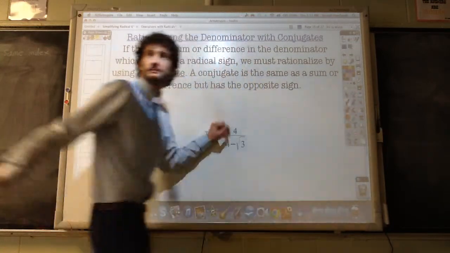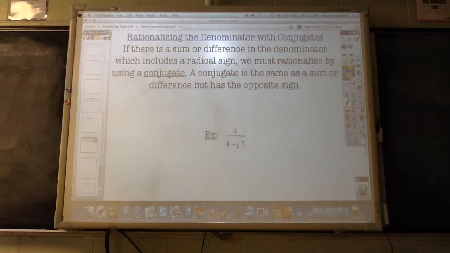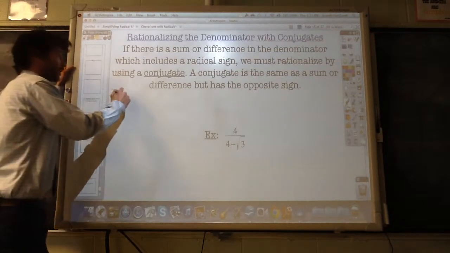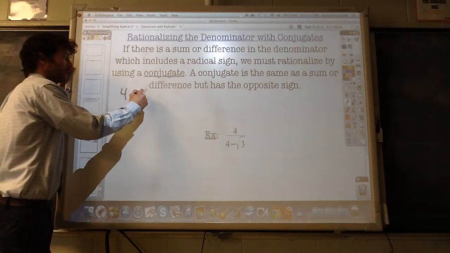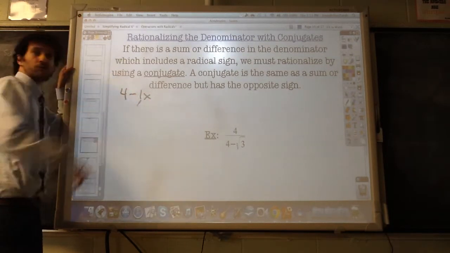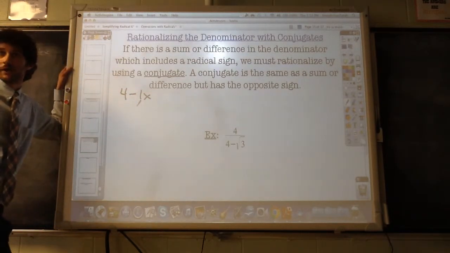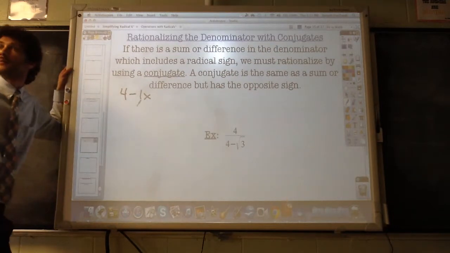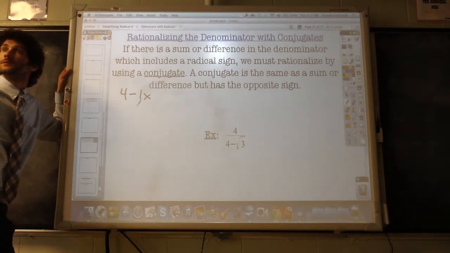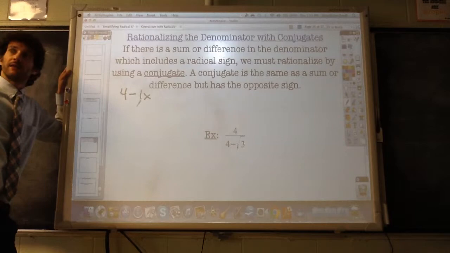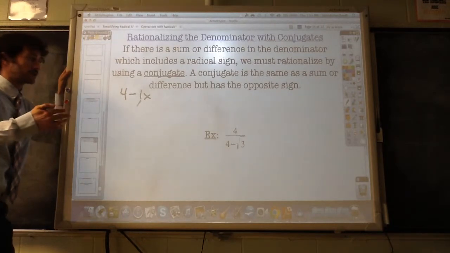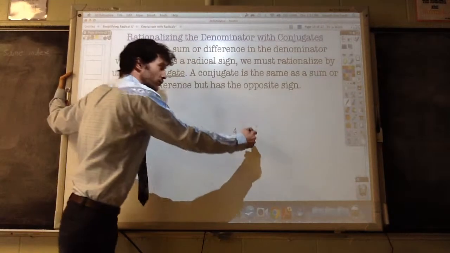What's your question, Amber? Just a curiosity, wouldn't you subtract 4 minus 1, and then it'd be 3? So I can't do that, for the same reason that I can't do 4 minus 1x and say that that's 3x, right? These aren't like terms. What if you multiply by the reciprocal? So it's kind of like that, but multiplying by the reciprocal would change this, right?